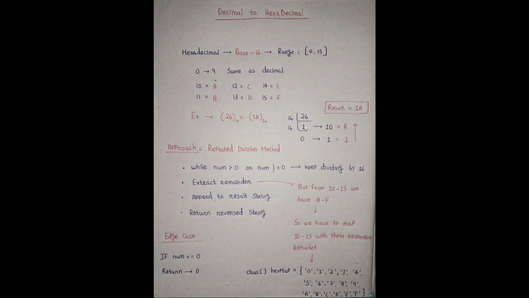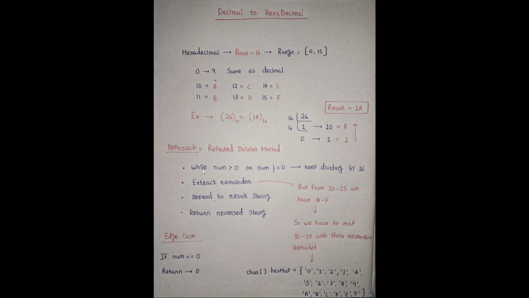Then we have quotient 1 when we divide 26 by 16. Then we again divide 1 by 16, we get quotient 0 and remainder 1. So 1 is exactly the same as 1 in the hexadecimal number system, and then we have to return this result, which will be equal to 1A. That is the reverse order of our remainders. The remainders we get are A1, so we have to return the reverse of that.